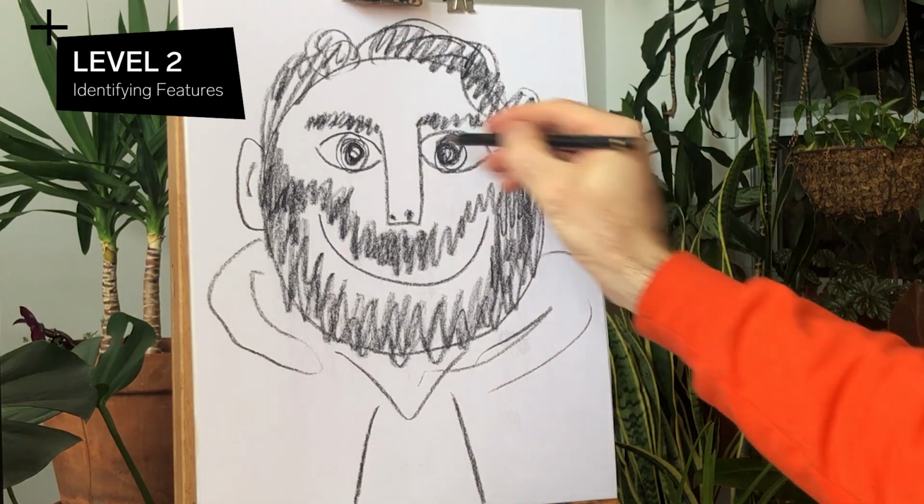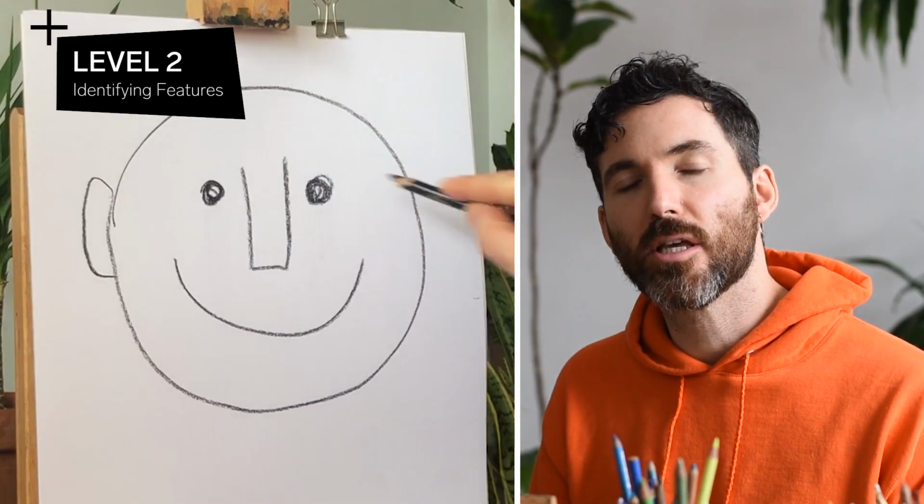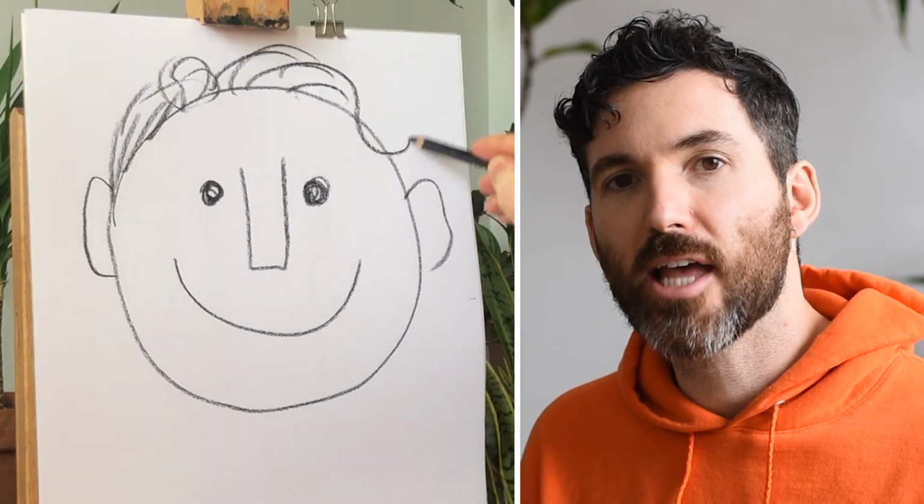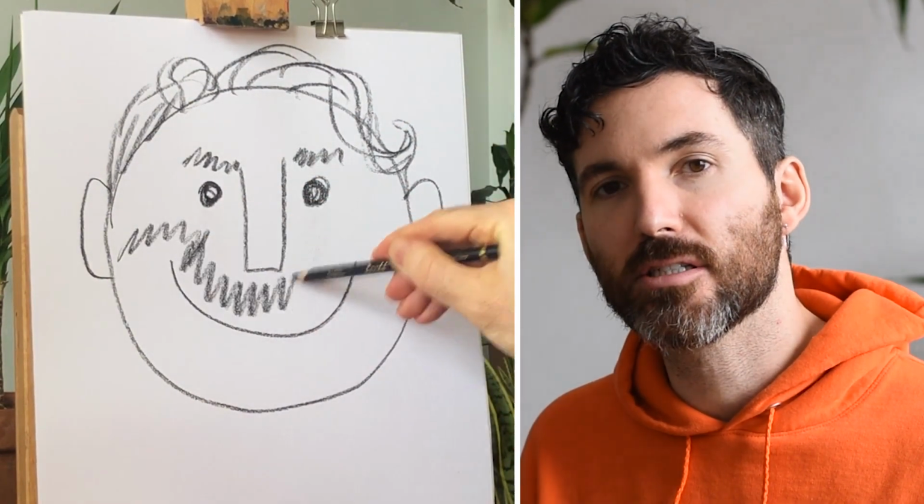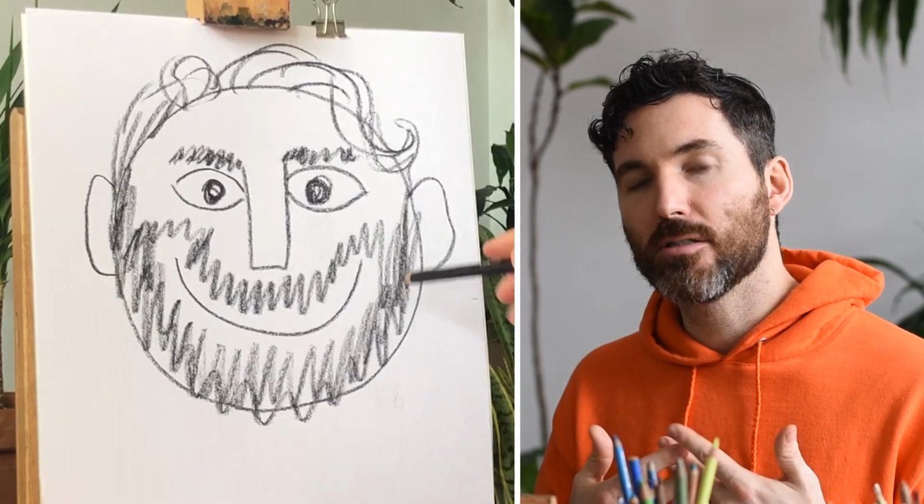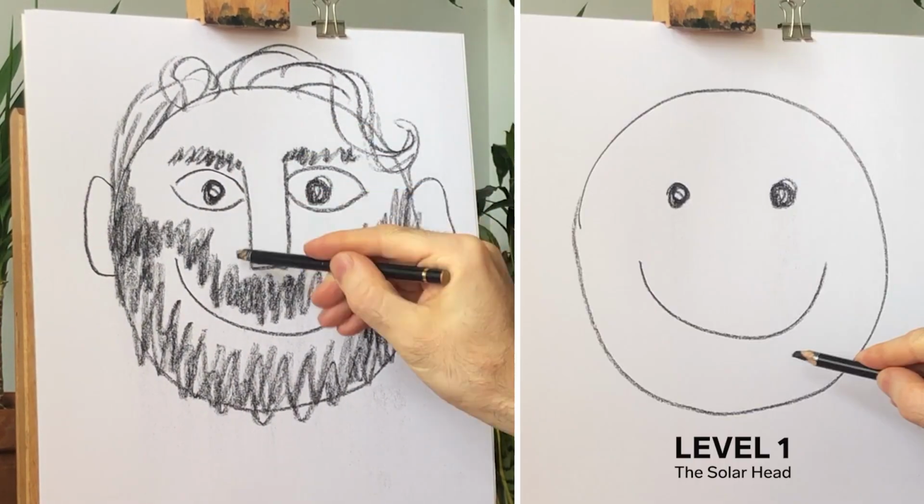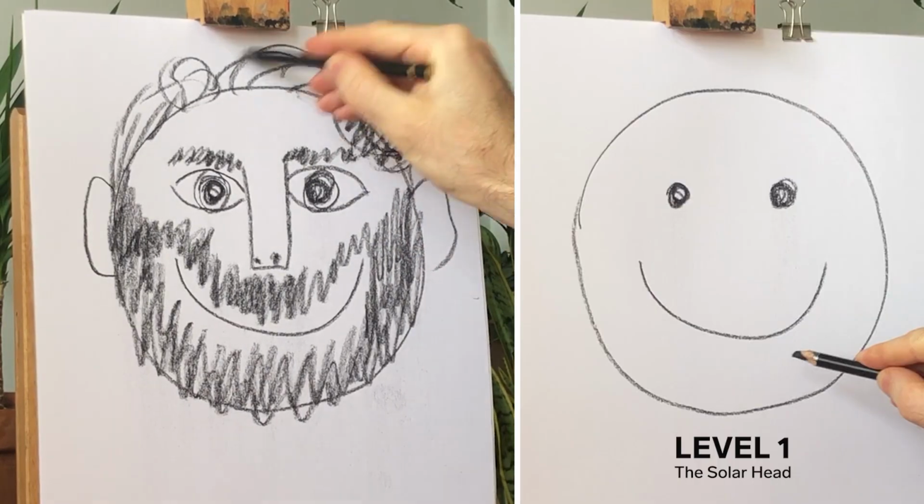As soon as that child begins to see the difference between one person's nose and another, one person's eyes and the next, we're entering the next level. Level 2, identifying features. At level 2, language can be a guide. When you understand that an eye has eyelashes, there is often a will to put those eyelashes in the drawing. As soon as we move away from the solar circle, we're playing this game of diversity, this game of character.